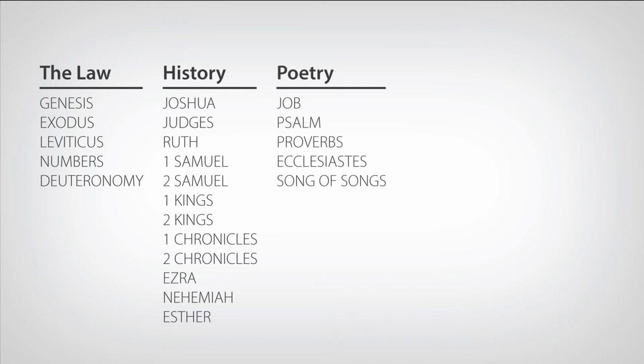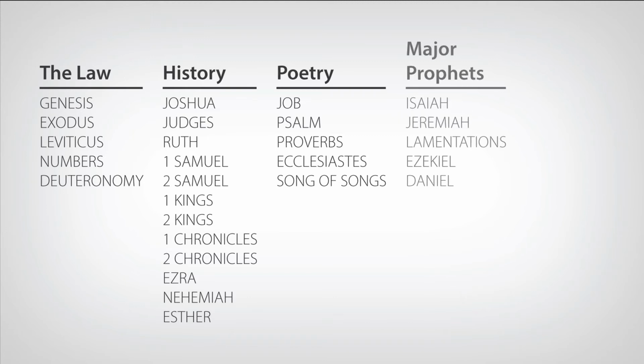This includes the books of Job through Song of Solomon. Many sections of these books contain poetry, like the Psalms, or some of these books have collections of aphorisms like the book of Proverbs. The fourth section is called the Major Prophets.